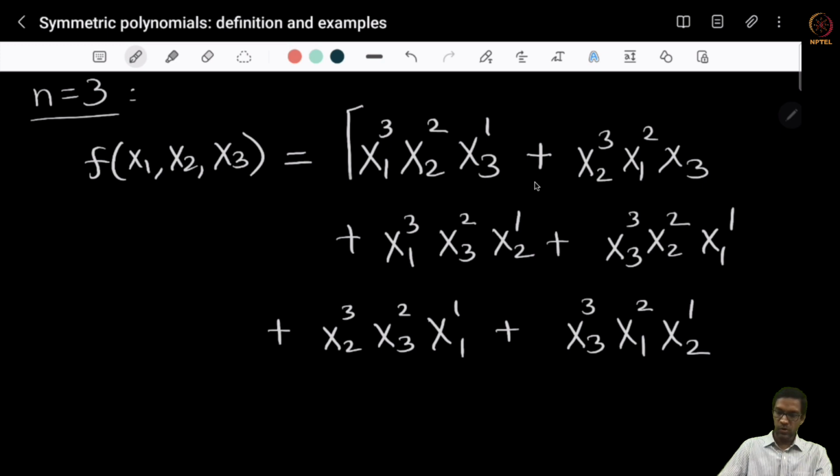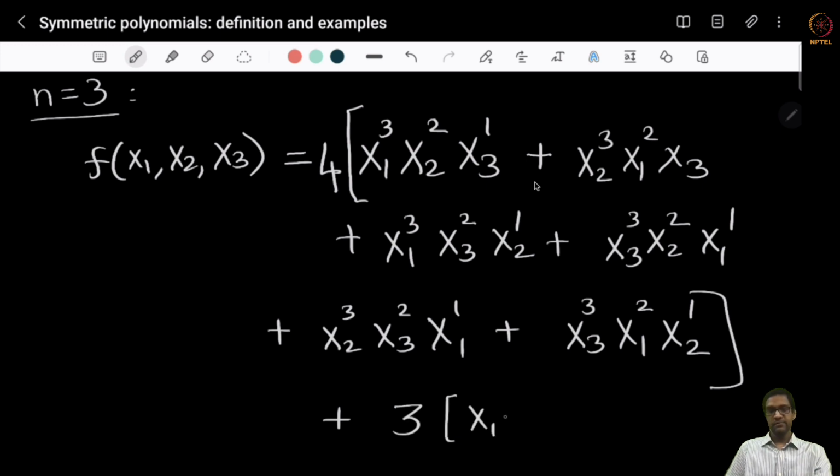I can of course do more complicated things like I did earlier. I can say, I take 4 times all of this plus, let's say, some other constant, 3 times, maybe x1 plus x2 plus x3. This is also symmetric. All I've done is add an additional term and ensure that that additional term is also symmetric. So here are some complicated examples, and as you can imagine, you can manufacture still more complicated examples as you increase the number of variables.